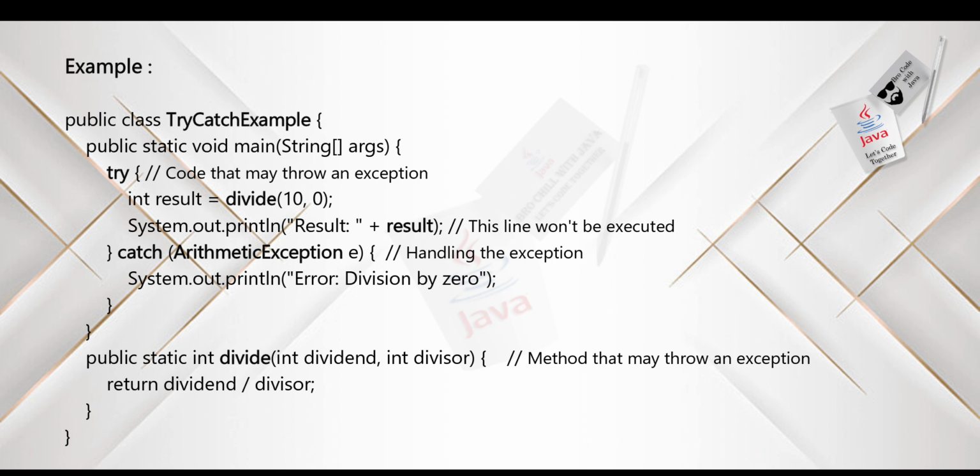We enclose the code that may throw an exception inside a try block. If an exception occurs during the execution of the try block, the control is transferred to the catch block. In the catch block, we handle the exception by providing an alternative action or error message. In this case, we print error division by 0.